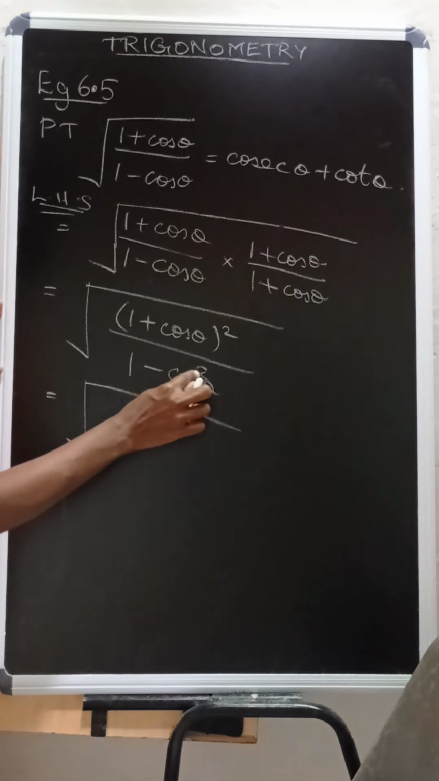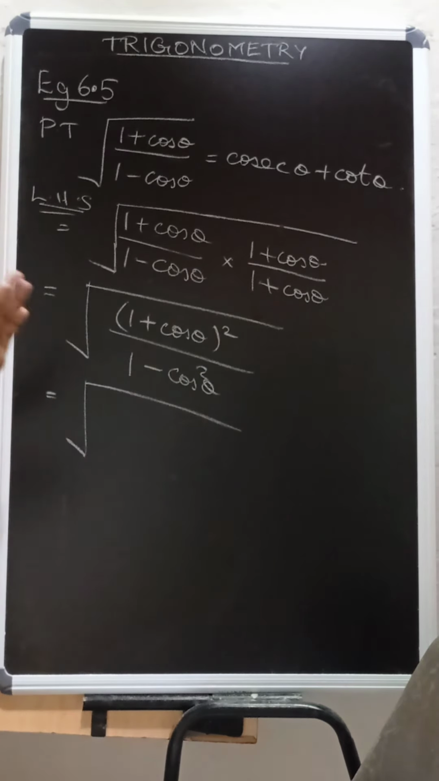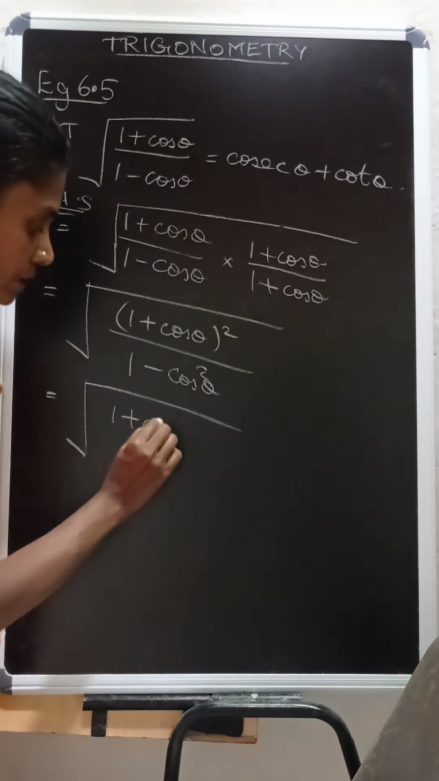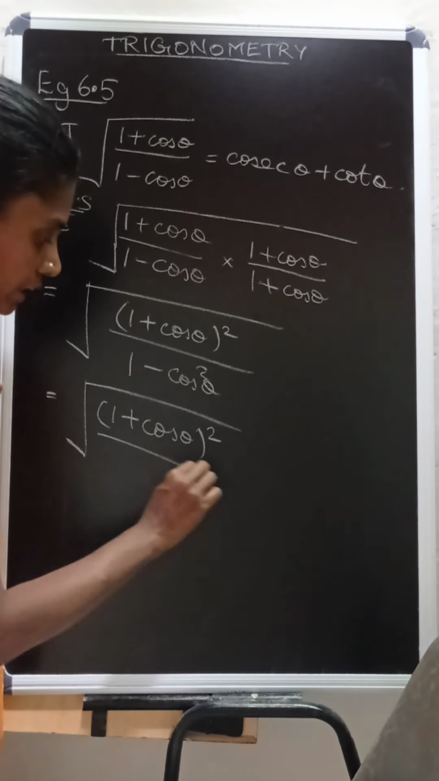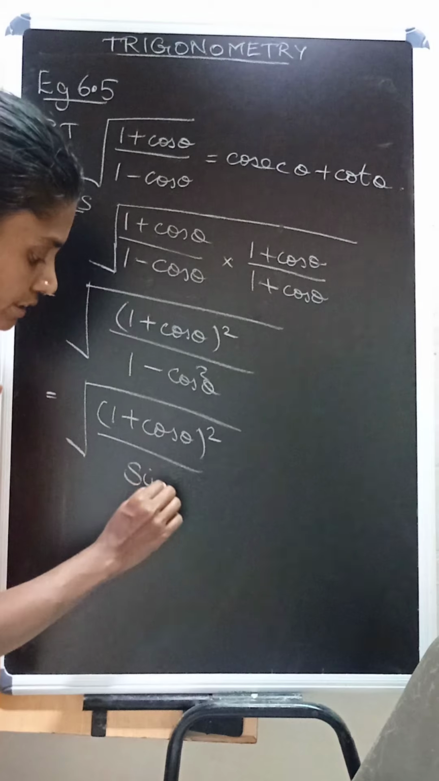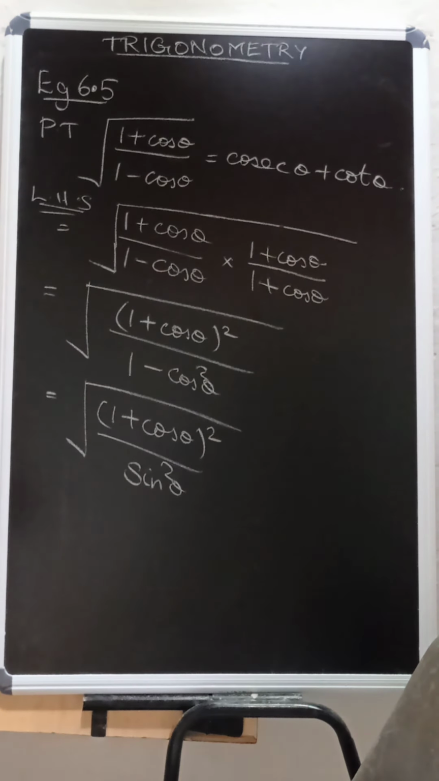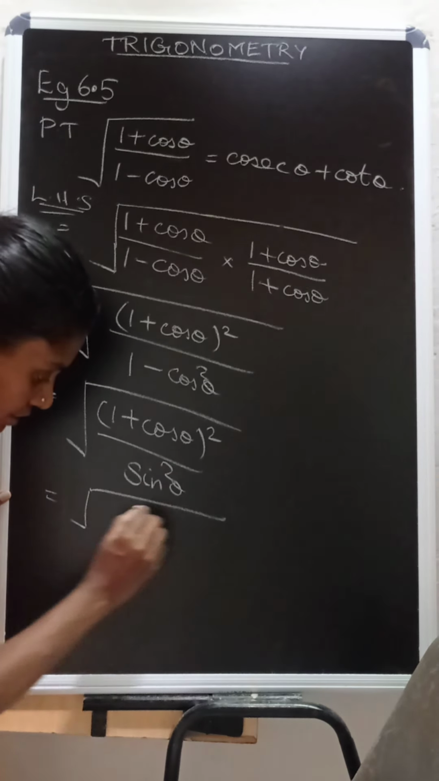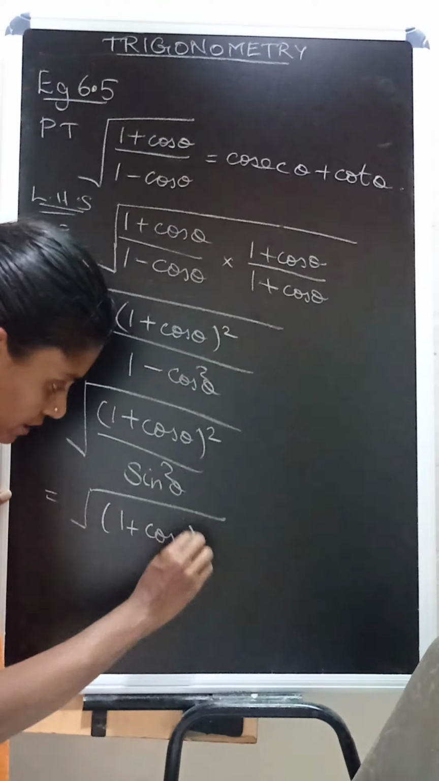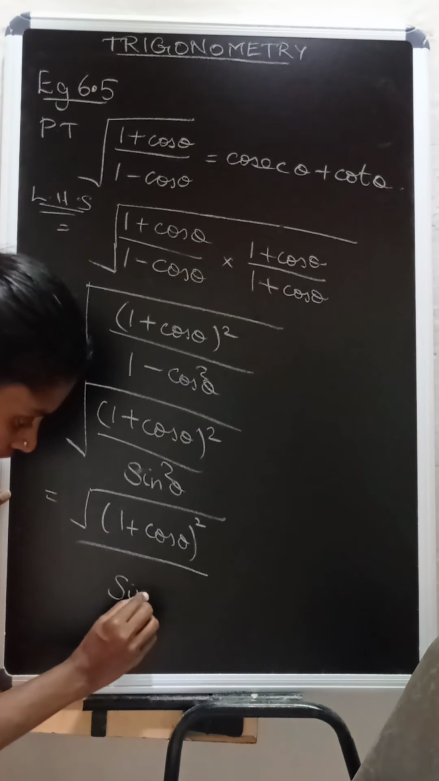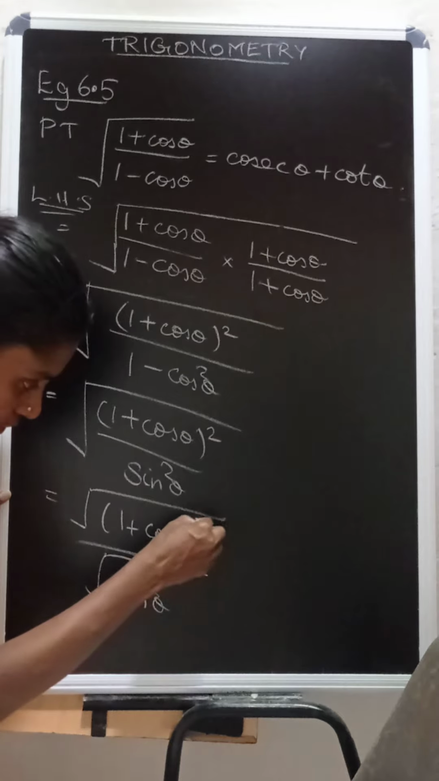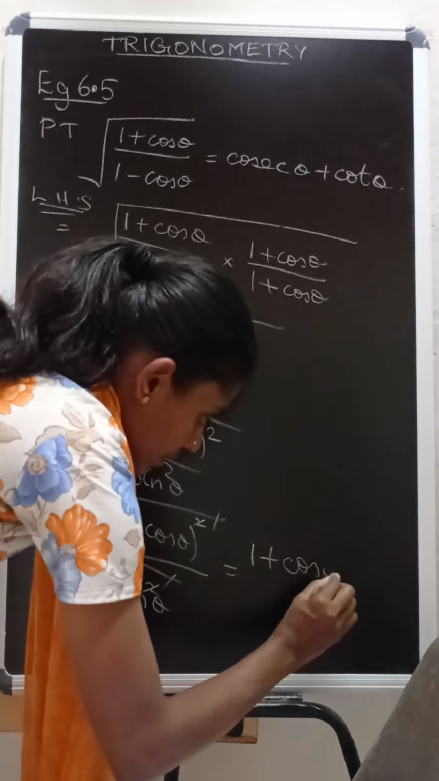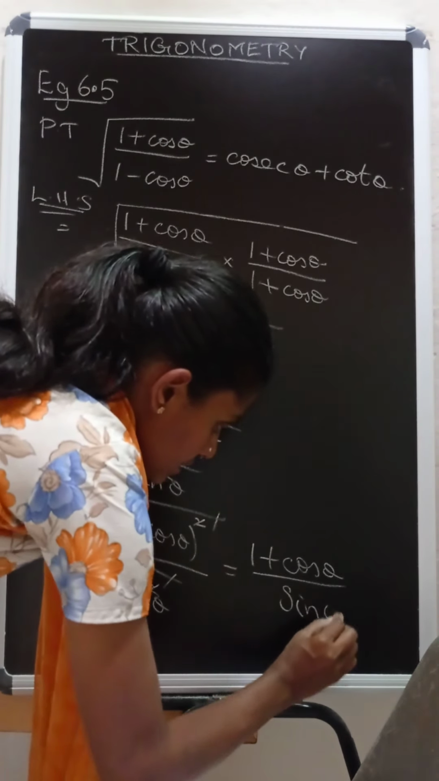Now you cannot cancel this square and root like this. Don't make that mistake because you have 1 minus here. 1 plus cos theta the whole square divided by, now 1 minus cos square theta is equal to sin square theta. You have the identity. Now you can cancel the root. See, 1 plus cos theta the whole square divided by sin square theta, the whole root. So square and root get cancelled. You will get 1 plus cos theta by sin theta.